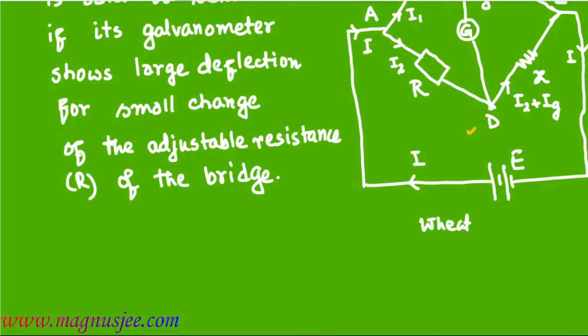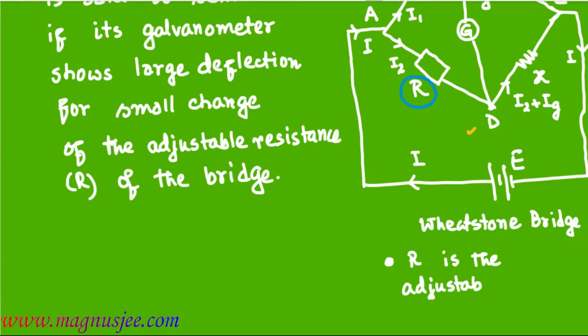And this is a Wheatstone Bridge. Four resistances P, Q, R, X with a galvanometer G form ABCD quadrilateral, and that quadrilateral along with battery is called Wheatstone Bridge. In this case, R is the adjustable resistance. Values of that resistance can be changed to obtain the balanced condition of the bridge. R is the adjustable resistance of the circuit.